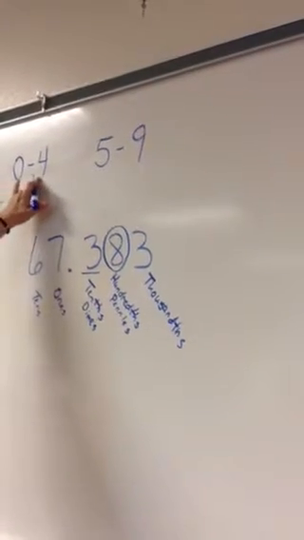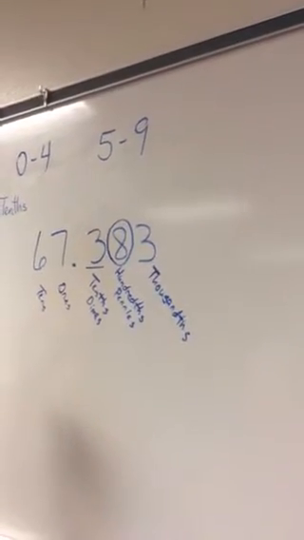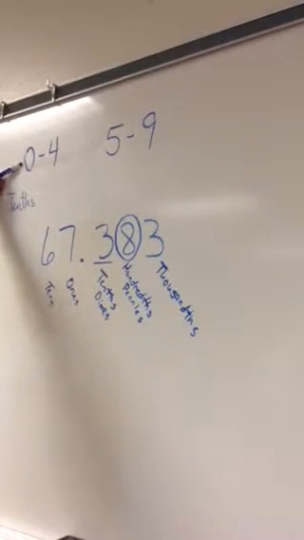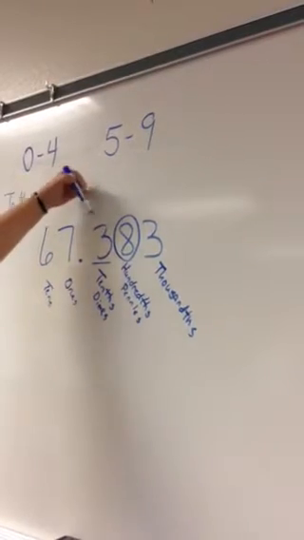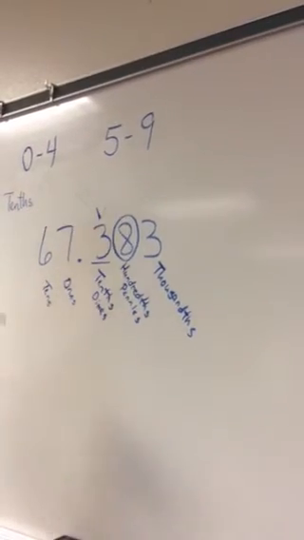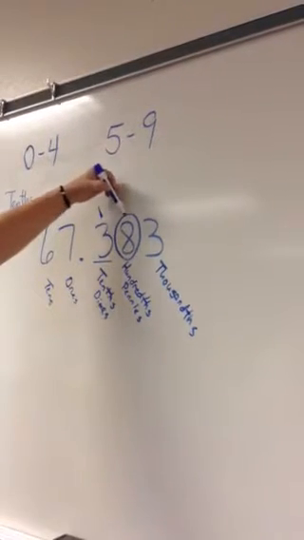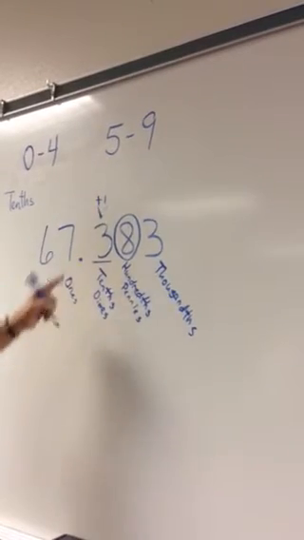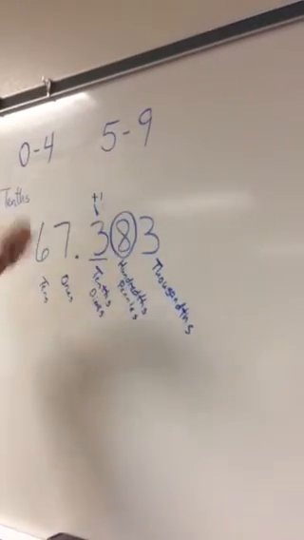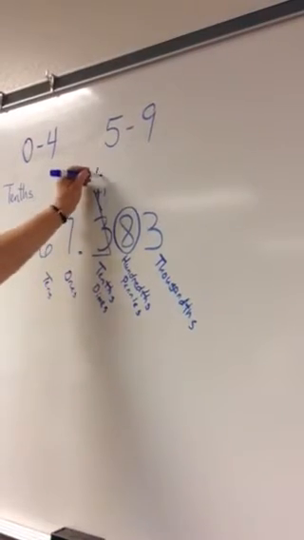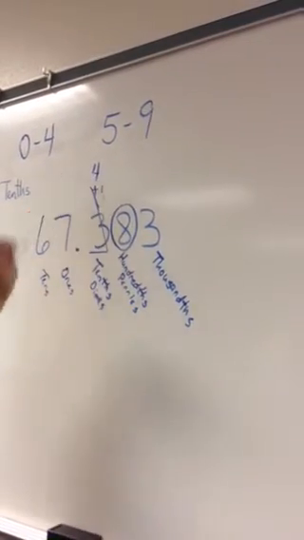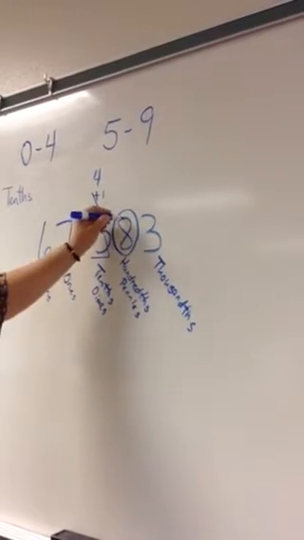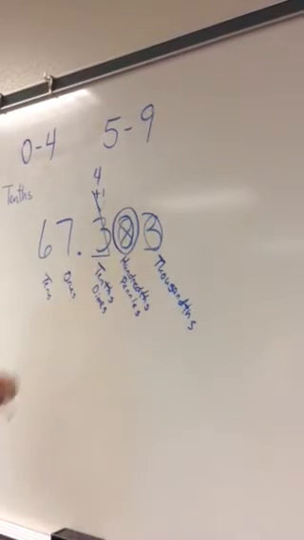So here's where the 0 through 4 or 5 through 9 come into play. If the number right here that I've circled is 0 through 4, I am not going to change this number at all. If it is 5 through 9, which in this case it is because it's an 8, I'm going to add 1 to this number, essentially making it a 4. And these two digits to the right both change to 0, so I'm going to rewrite my number.